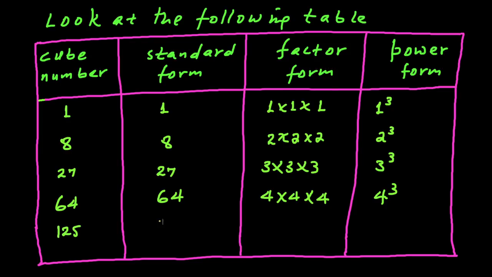Next is 125. In standard form it is 125, in factor form 5 times 5 times 5, that means 5 to the power of 3.